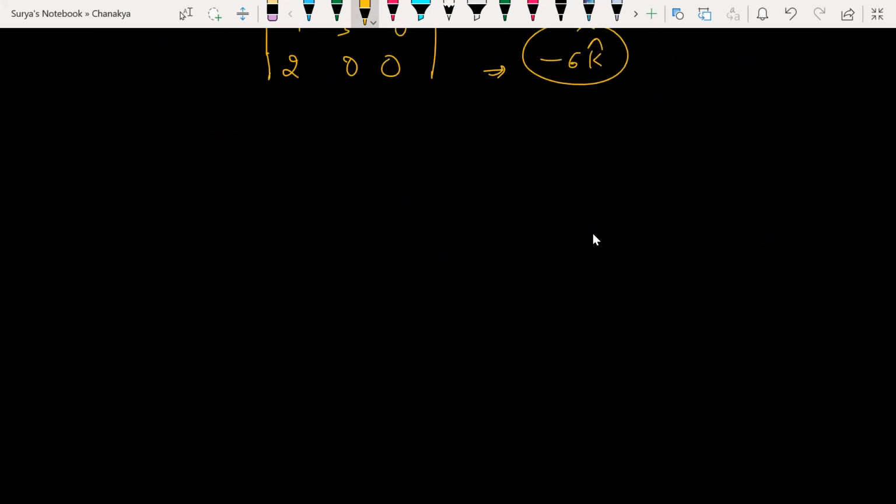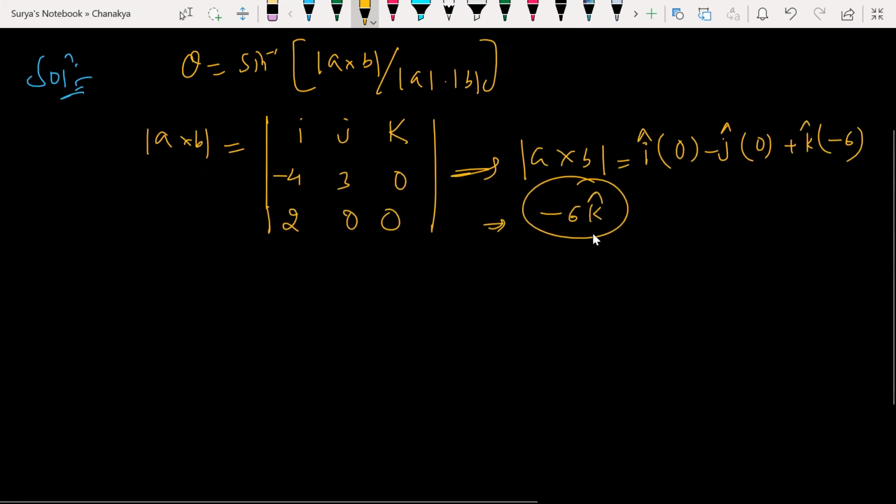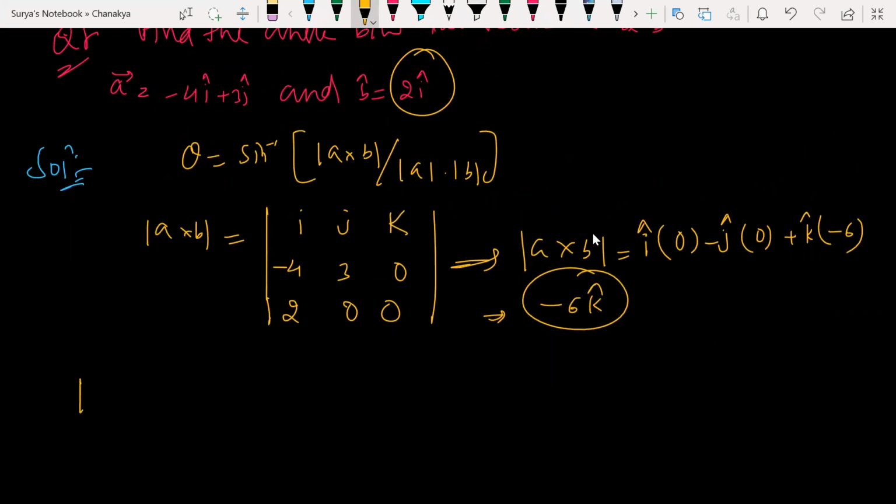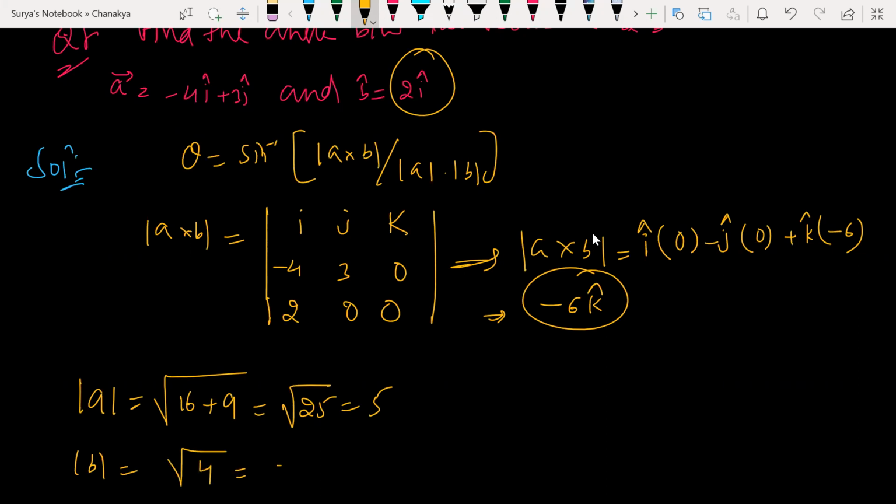All right. So what is the magnitude of A here? Square root of 4 square gives 16, plus 3 square gives 9, how much? 25, which gives me 5. So magnitude of B, how much? Very simple, beta. We are going from basics. Square root of 4 gives me 2. Fine. So what is theta now?